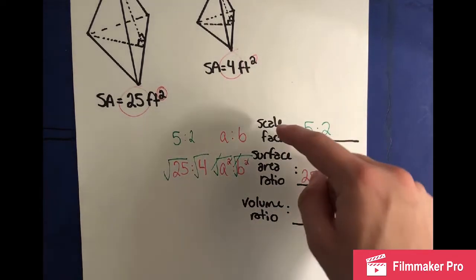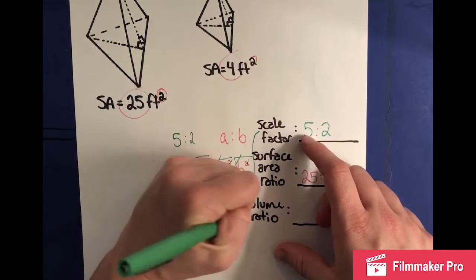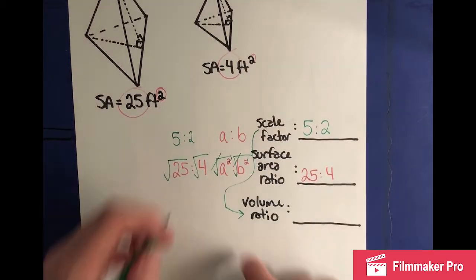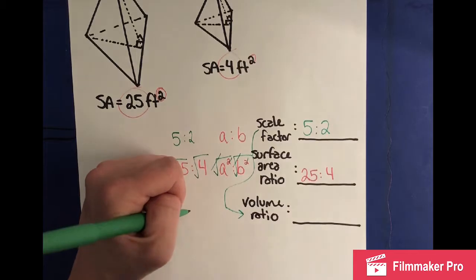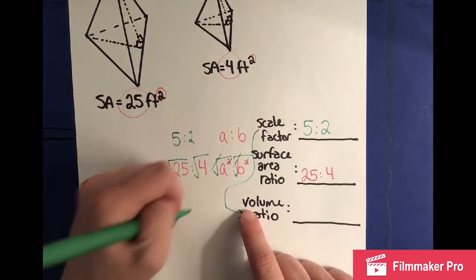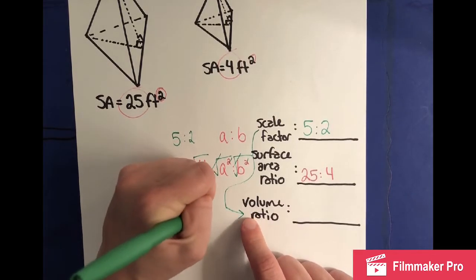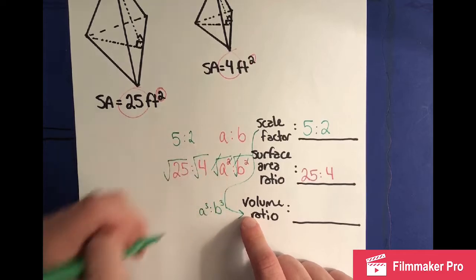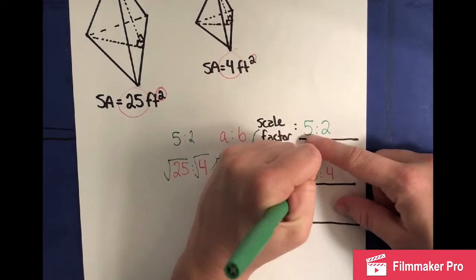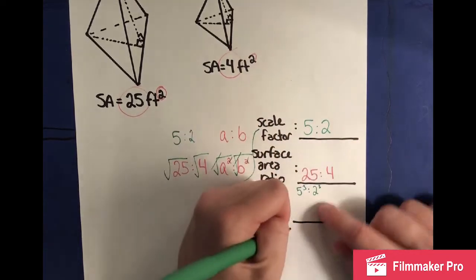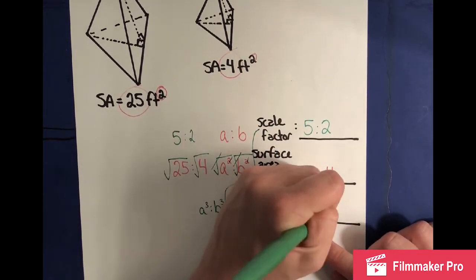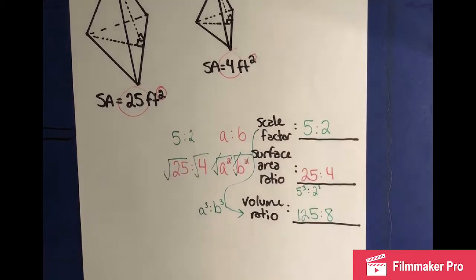Now that we have here, we can go to volume. So we always want to get back to scale factor first. So volume is going to be a cubed, b cubed, and we're going to be using these numbers. So it's 5 cubed and 2 cubed, and what is that, 125 to 8. Okay, let me just double check that we're good to go. Yep, on to the next one.